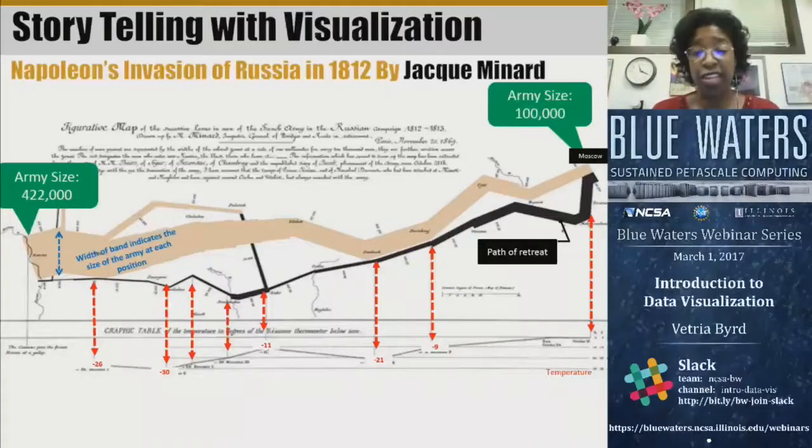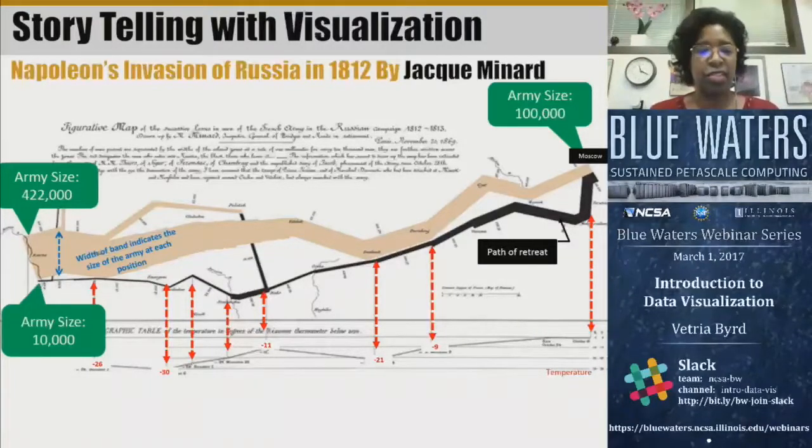As you can see, some other factors came into play, like weather. As it got colder, the thickness of the line gets smaller and smaller until ultimately they're back at their starting point with an army size of 10,000. Just seeing this in a visual form like this, hopefully, again, has a stronger impact than someone just citing numbers and facts for you. One of the reasons why this is such a valuable data visualization is because you're seeing so much information in one visualization. You're seeing a map of their invasion, the path that they took, and maybe some detours that were taken.